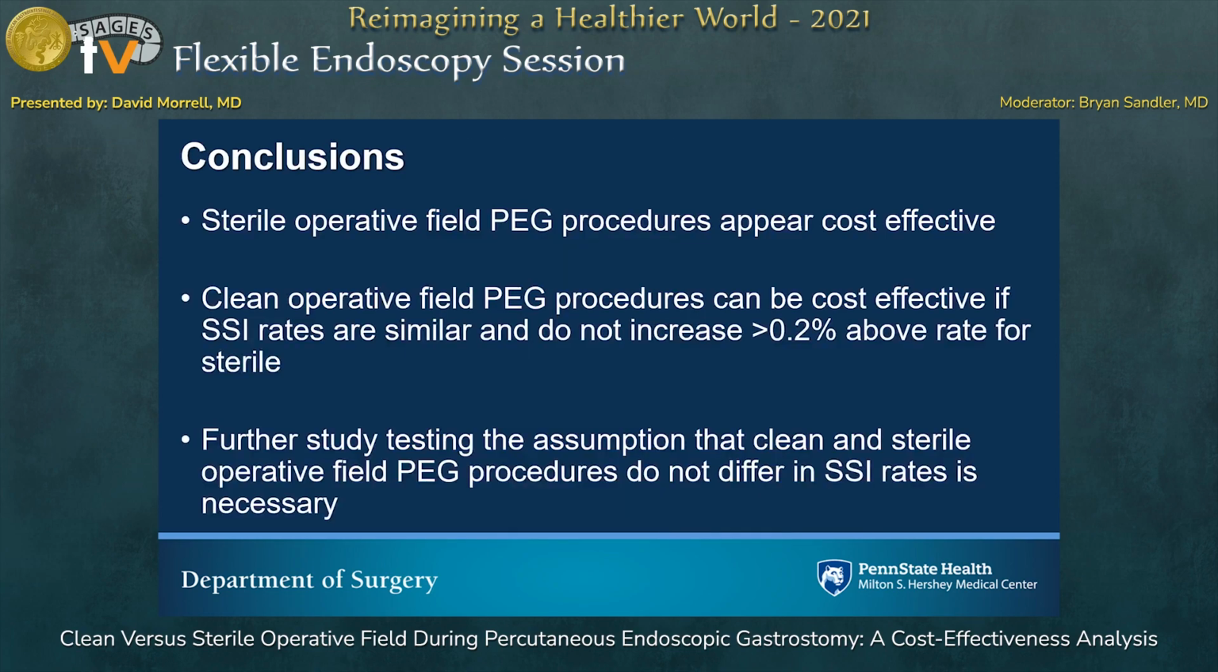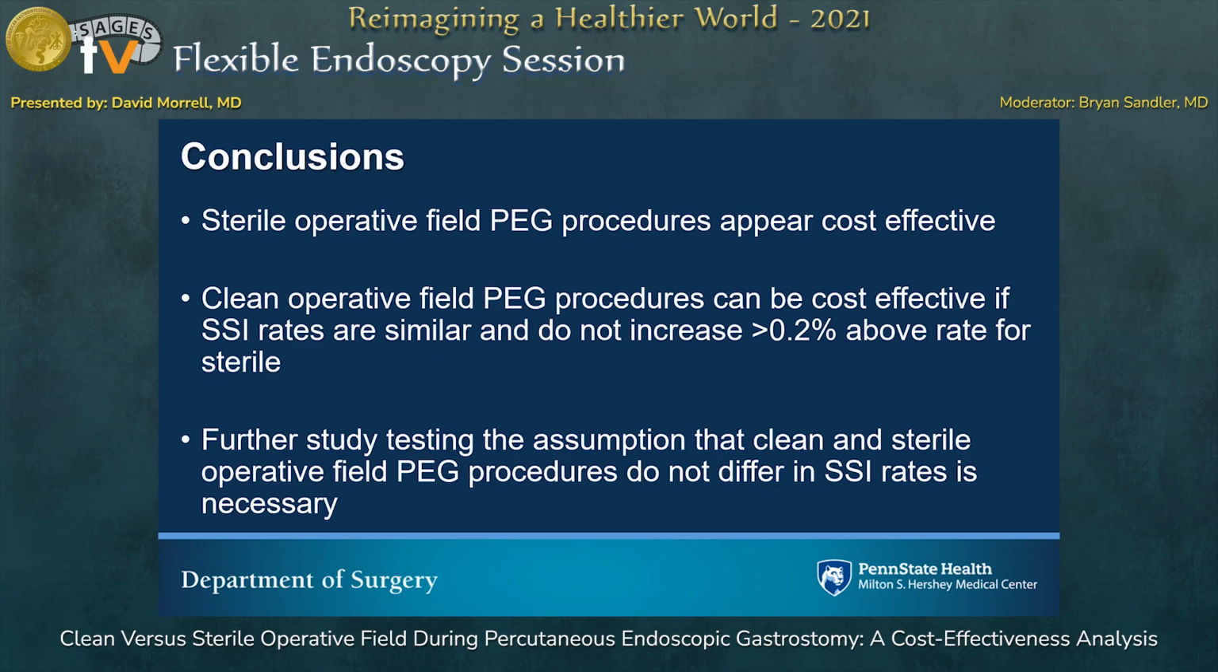So in conclusion, based on our study, sterile operative field PEG procedures do appear more cost-effective based on our model parameters. However, this study does outline the circumstances under which a clean operative field PEG can be cost-effective. As we noted in our prior study, it would appear that the SSI rates are similar between the two groups. However, this study did indicate that that rate cannot differ by any more than 0.2%. And unfortunately, our prior retrospective cohort study was not powered adequately to detect that difference. And so as a result of that, further study is necessary to test the assumption that clean and sterile operative field PEG procedures are similar in their SSI rates.